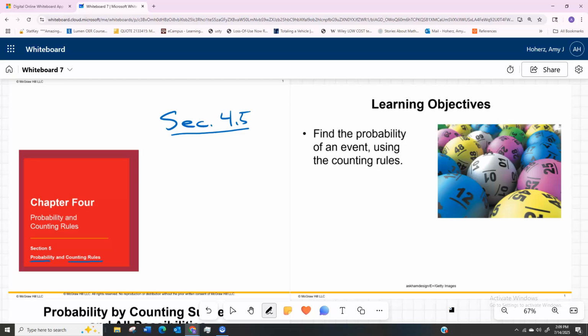And so we're going to take those counting rules and combine them with the probability rules, and we have more types of problems that we can do. So Section 4.5 is just kind of pulling those together, find the probability of an event using the counting rules and, of course, what we already knew.